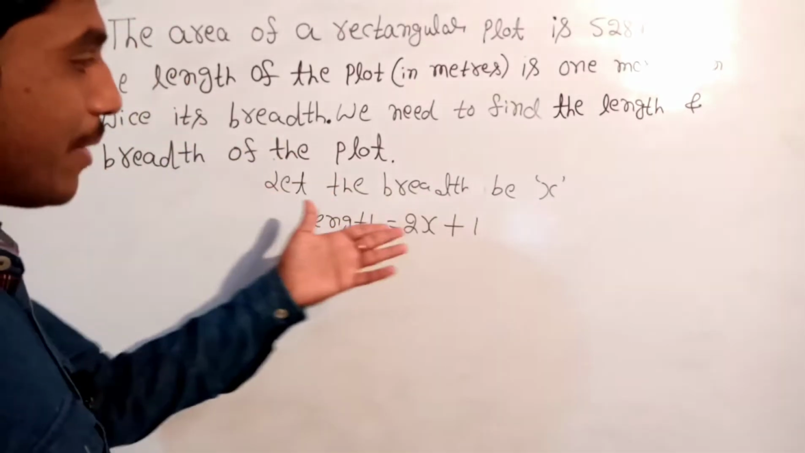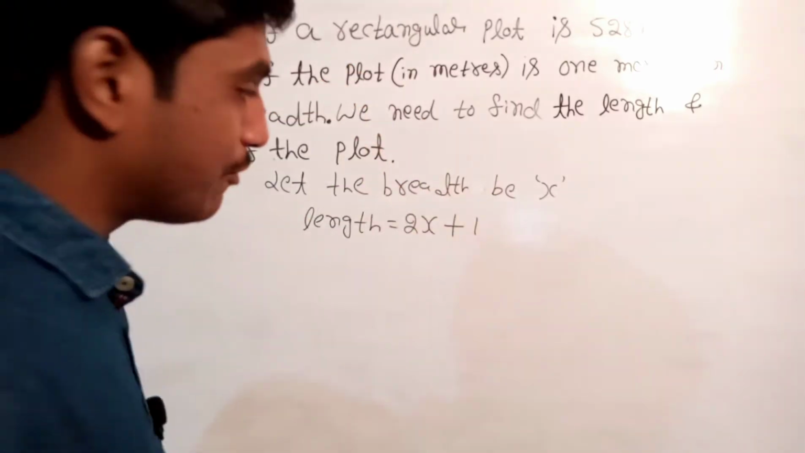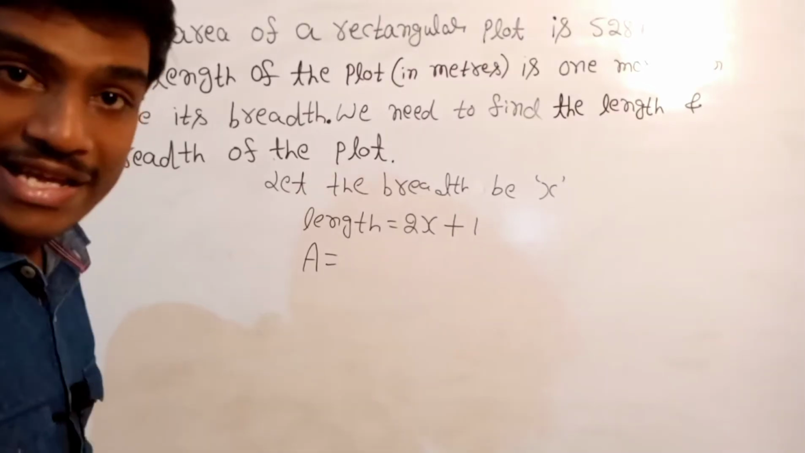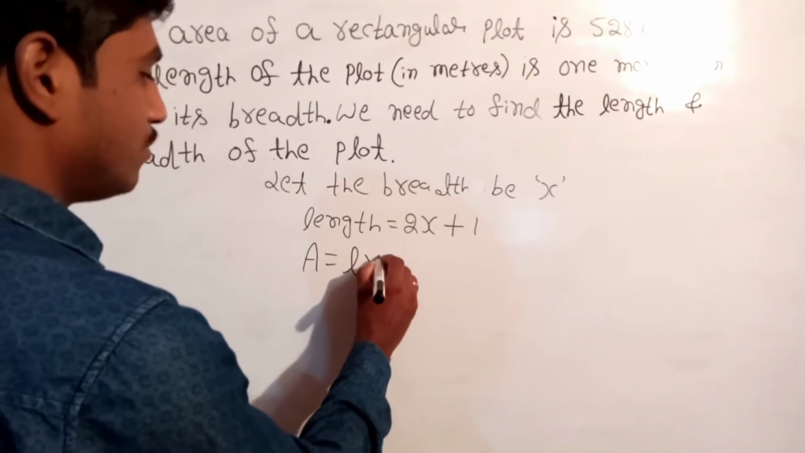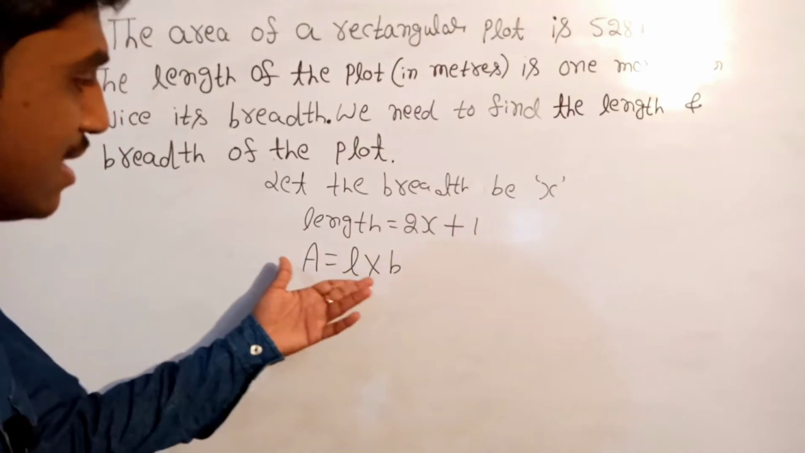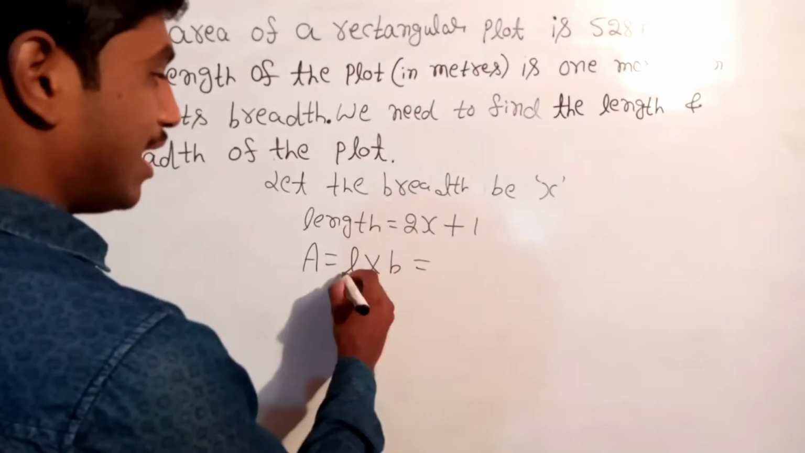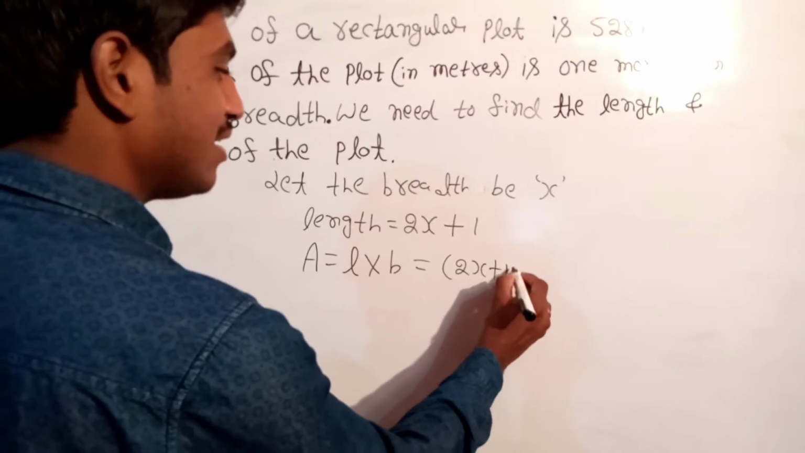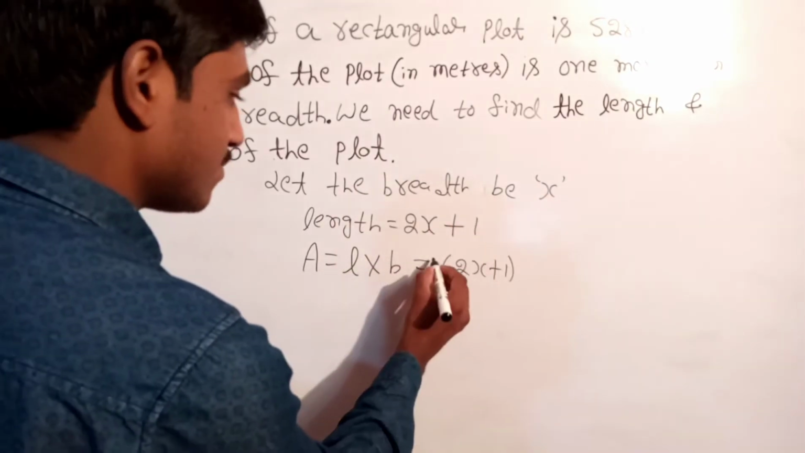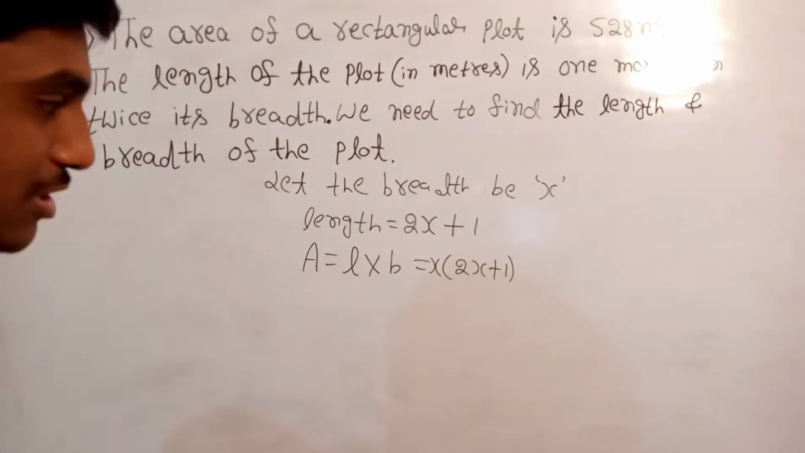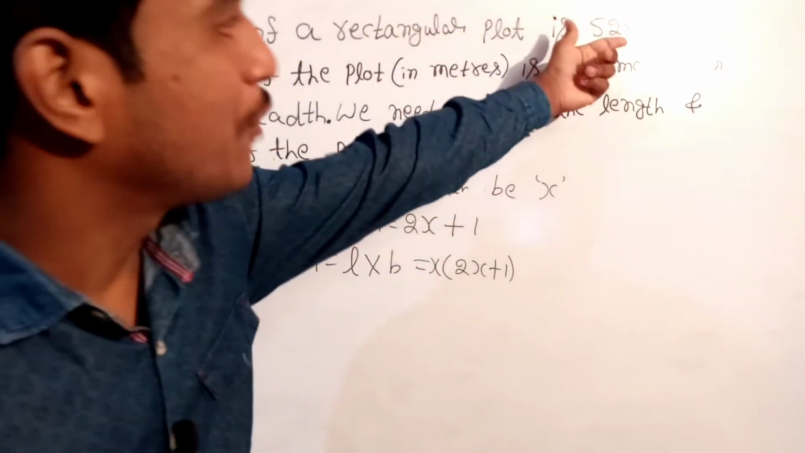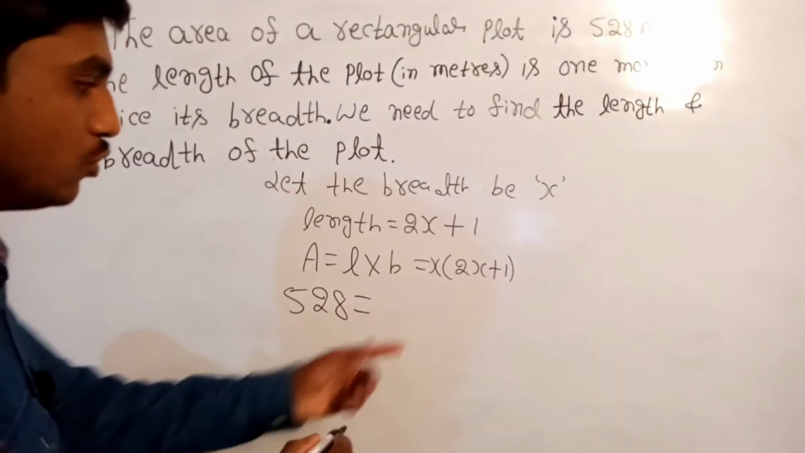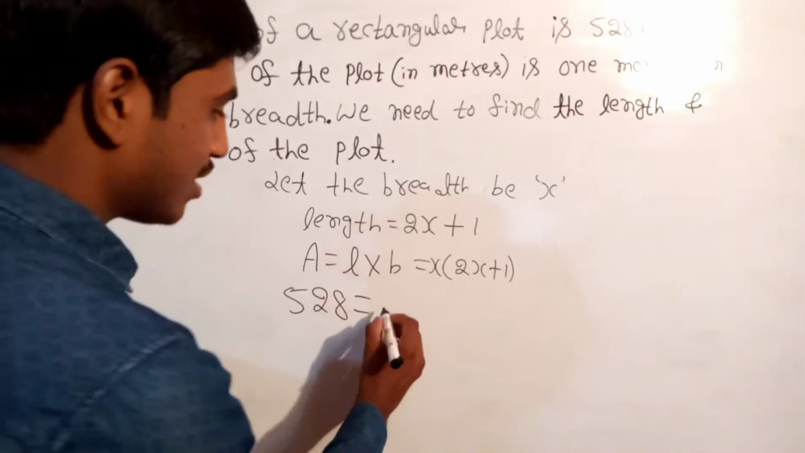Now we need to represent this in terms of quadratic equation. We know that the area of rectangle is length into breadth. Area is length into breadth. Length is what here? We got 2x plus 1. 2x plus 1 into breadth is x. So x into 2x plus 1. What is the area they have given? 528 meters square. So the area is 528, which is equal to x into 2x is 2x square.